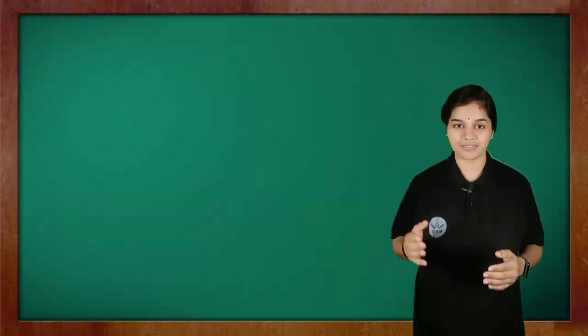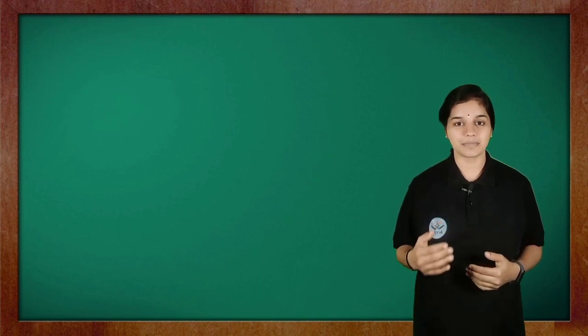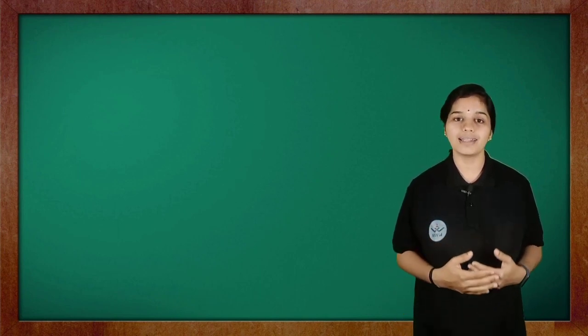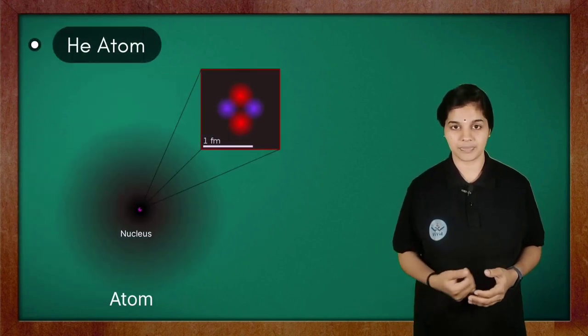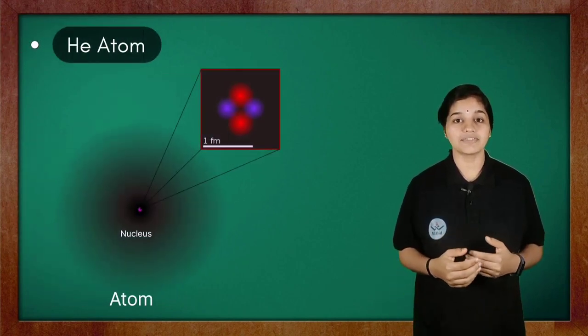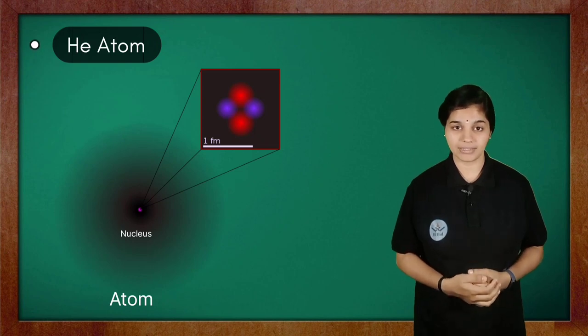Matter can be divided further. If we subdivide matter, that would ultimately yield us atoms which cannot be divided further. So, atoms are the fundamental units of matter which cannot be divided further.